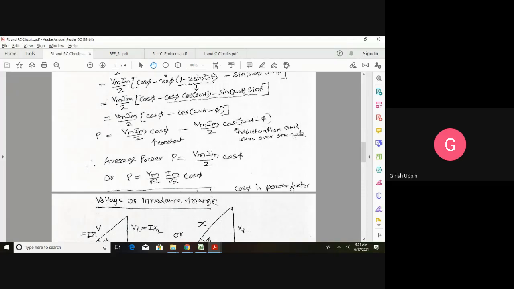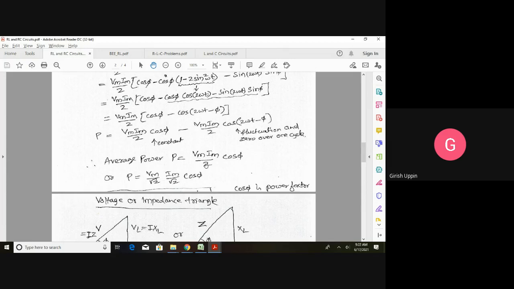And if I try to find the average power over one cycle, this part will become 0. You can do that calculation, try to integrate over one cycle, 0 to 2 pi, integration of this divided by 2 pi, that will become 0. And what remains is this part. Therefore, average power consumed P is equal to Vm Im divided by 2 into cos phi.